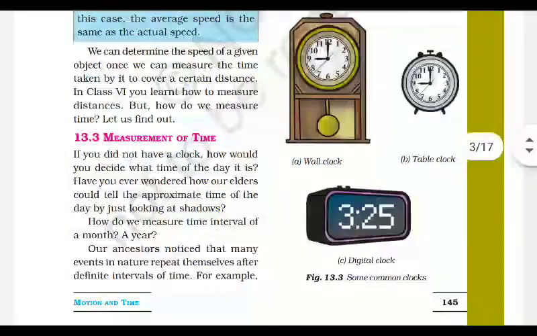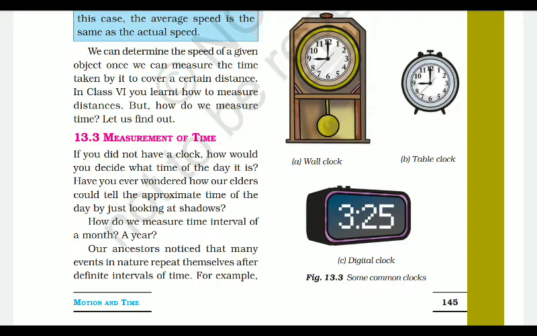Measurement of time. If you did not have a clock, how would you decide what time of the day it is? Have you ever wondered how our elders could tell the approximate time of a day by just looking at a shadow? How do we measure time interval of a month, a year?